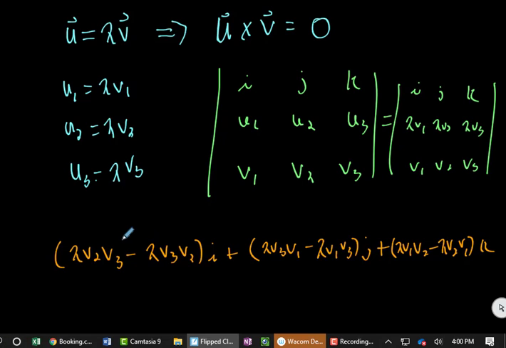Okay, and look what happens. Lambda v sub 2 v sub 3, these are the same. This ends up being 0i. Plus, lambda v sub 3 v sub 1 and lambda v sub 1 v sub 3 are the same, that's 0j. And then the last one, these become 0 as well, so it's 0k, which is equal to 0. So we started with the fact that they're collinear, and then we were able to show that its cross product was 0, right? And there you go.